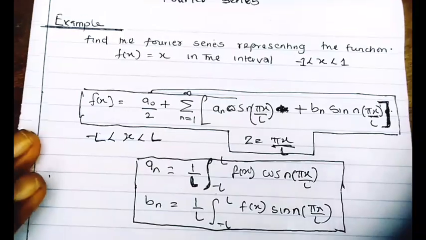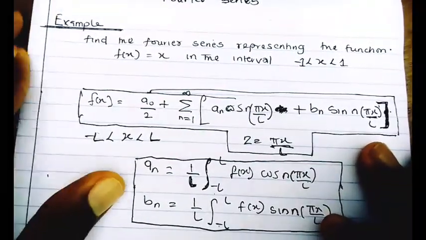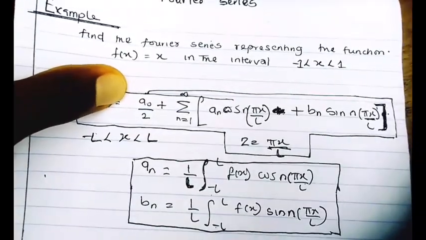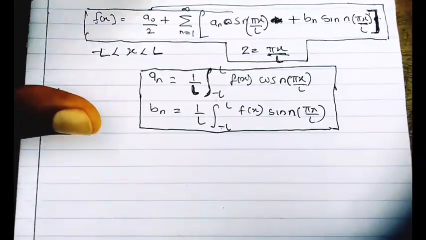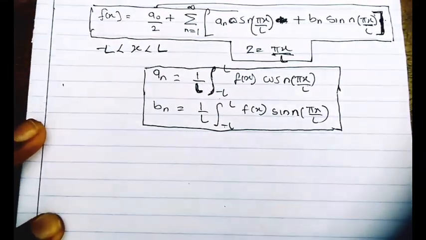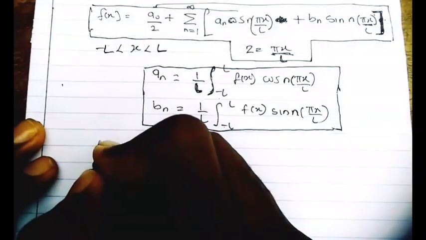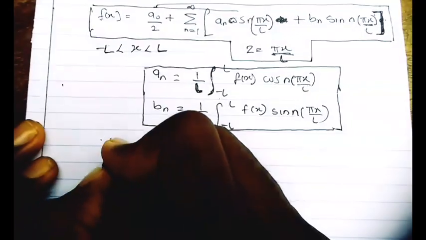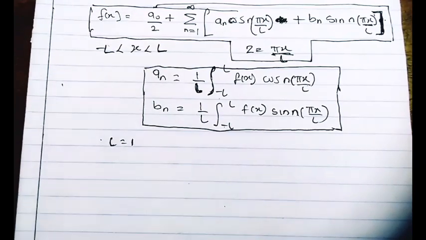So let's solve the example. Let's solve the question in front of us. We want to calculate the Fourier series for this function x given in the interval -1 to 1. In this case, we can relate it to the interval of minus l to l, where l is 1. So the first thing we do is calculate an, then calculate bn, and put it back into the formula.